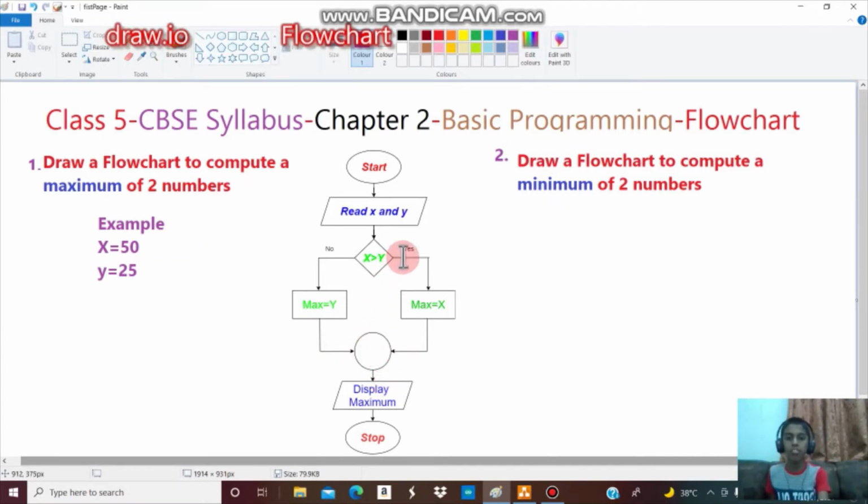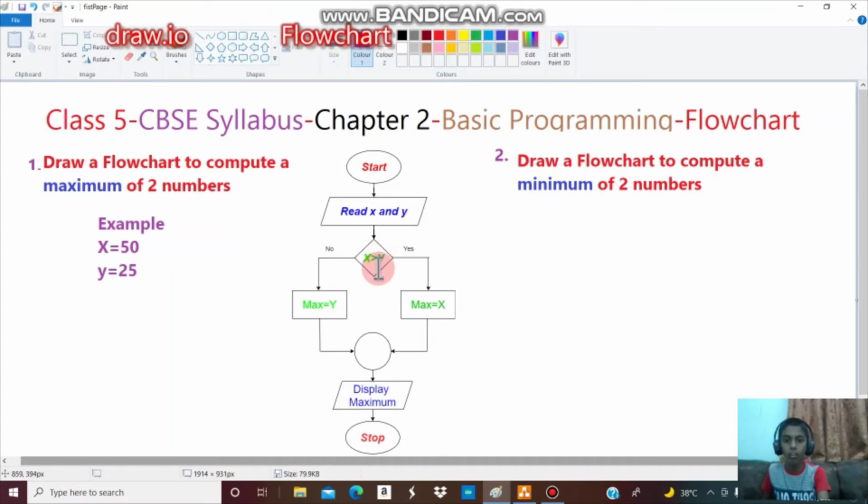So what if the answer was yes? If the answer to 50 greater than 25 is yes, that means 50 is the maximum number. And we have a flow line that's going down and left to a connector. And we are using this connector to join these two flow lines. Below the connector, we have a flow line that goes to an output box, which will display the maximum number.